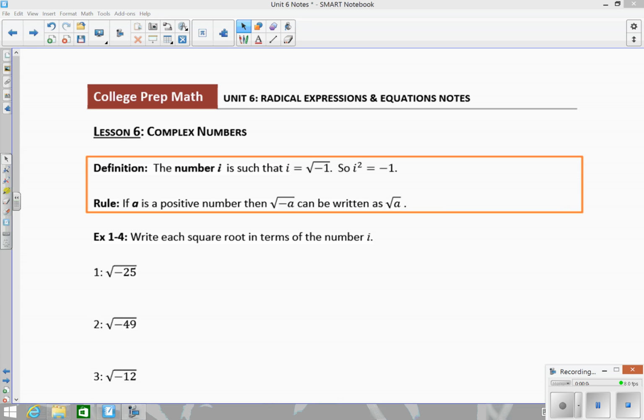In lesson 6, we're going to take a look at complex numbers and how they apply with radicals. So the first thing is a definition of an imaginary number. If you remember back in our first unit, we talked about the different types of numbers, and we had the real number system, and then there was the imaginary part. Now we're going to take a look at the imaginary numbers and how to do operations with them.